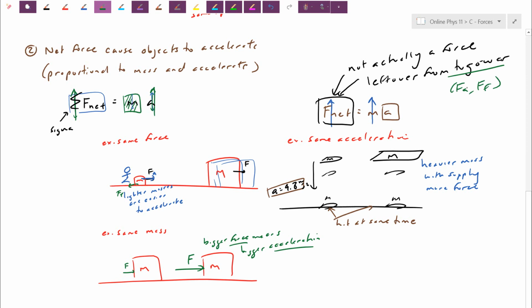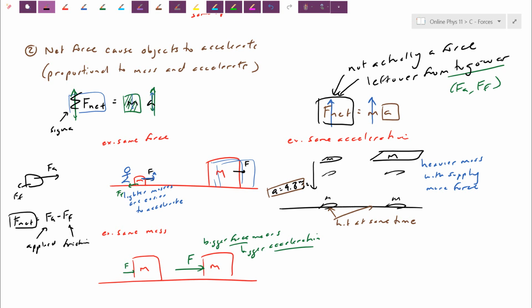That's the actual tug of war. In that situation, maybe I have an FA that's larger than FF. When I do F net, I'm basically saying what's left over. What's FA minus FF, right? The actual pushing and pulling was me applying a force, the applied force, and the friction. The net force is just the numerical value. It's just how much didn't cancel out. How much is actually unbalanced.